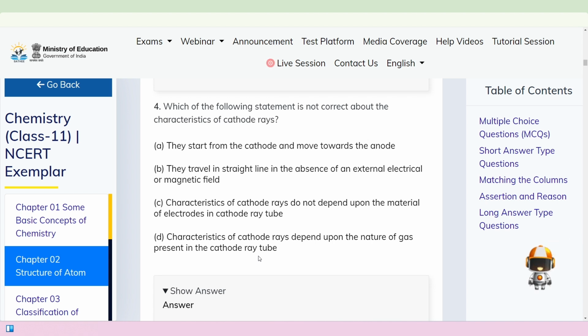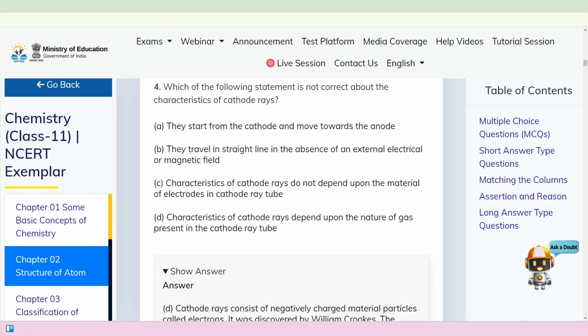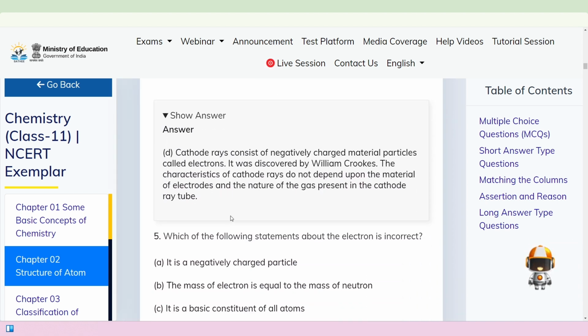Since mass and charge are both fixed, and the nature of charge is also fixed, they are all identical in nature and will not depend upon the nature of gas. The same thing is mentioned here, that the cathode rays consist of negatively charged material particles called electrons, discovered by William Crookes. The characteristics of cathode rays do not depend upon the nature of the material.